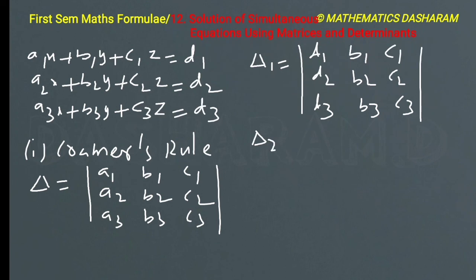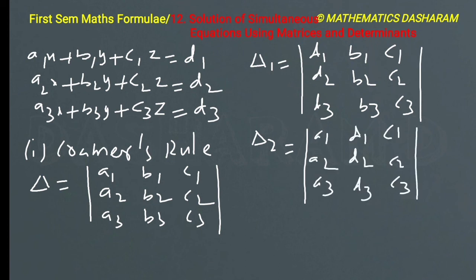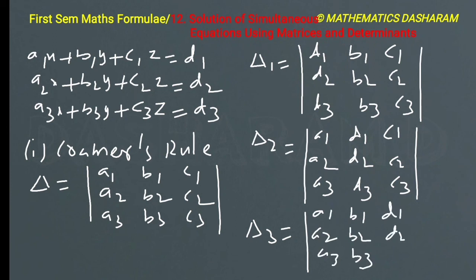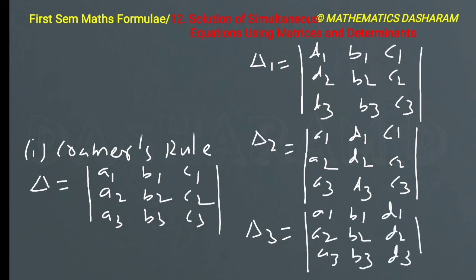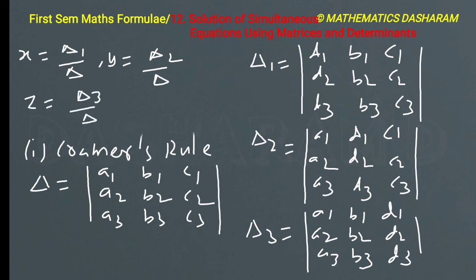Next, delta 2 equals replace the second column with the constant numbers, so that means the first and third columns will come as they are. Next, delta 3 equals replace the third column with the constant numbers d1, d2, d3. Then the solution: first, x equals delta 1 divided by delta. All these, delta, delta 1, delta 2, delta 3, are determinants. Next, y equals delta 2 divided by delta, and z equals delta 3 divided by delta.